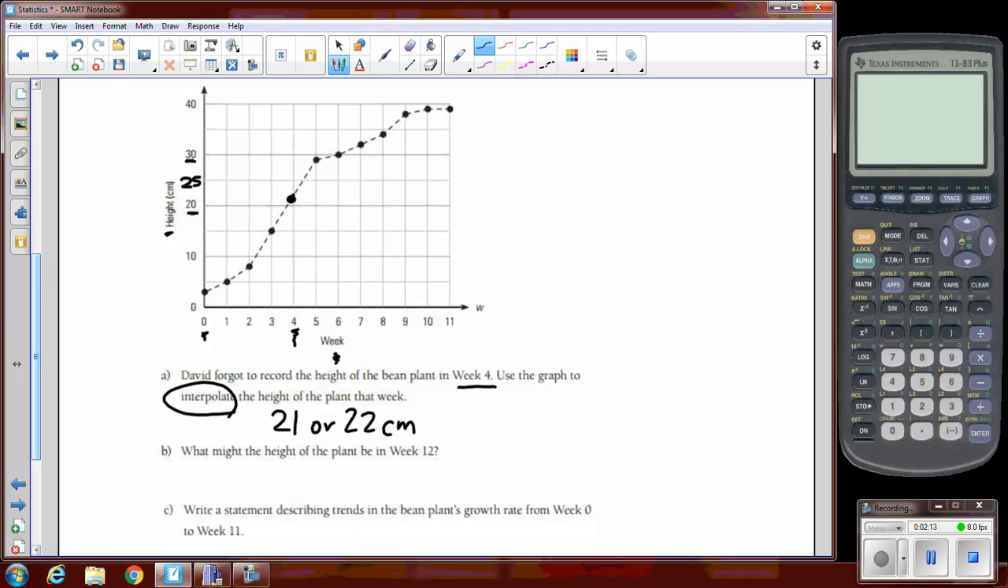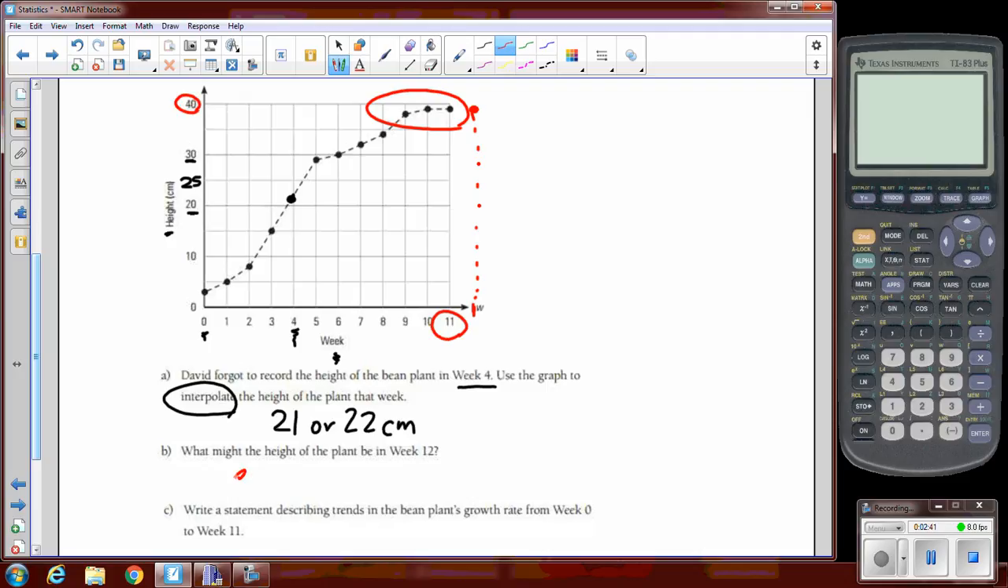Now it says, what might the height of the plant be in week 12? So if we look at the weeks at the bottom, we're only at week 11. So we're going beyond what the graph says. Week 12 is going to be somewhere over here. And if I look up and examine the trend right here at the end, you can see that the growth of this plant is starting to level out. So I'd say the growth somewhere around here. If I look again, it's just under 40.